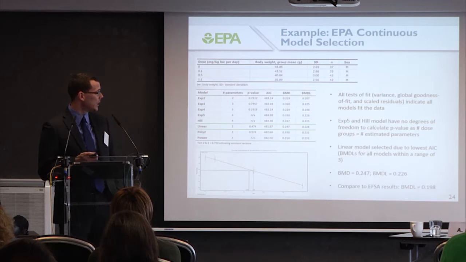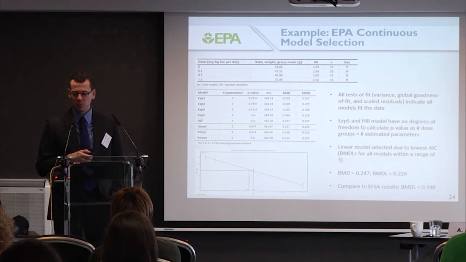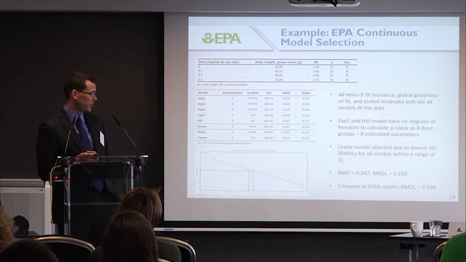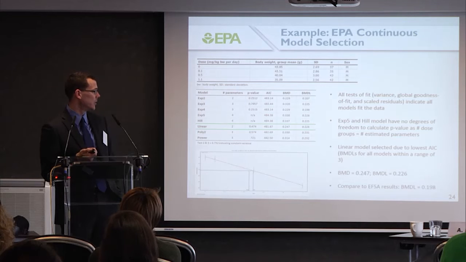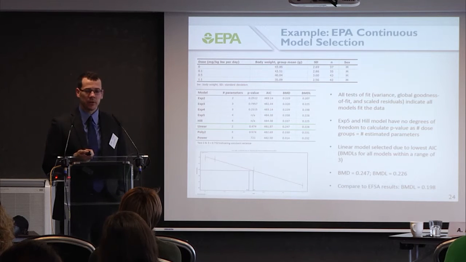Amongst all the fitting models, we look at the BMDLs. The BMDLs are within a range of 3, so we would select the linear model in this case due to the lowest AIC. So our BMDL would be 0.226, which is just a little bit higher than the BMDL that would be selected using the EFSA method of 0.198.